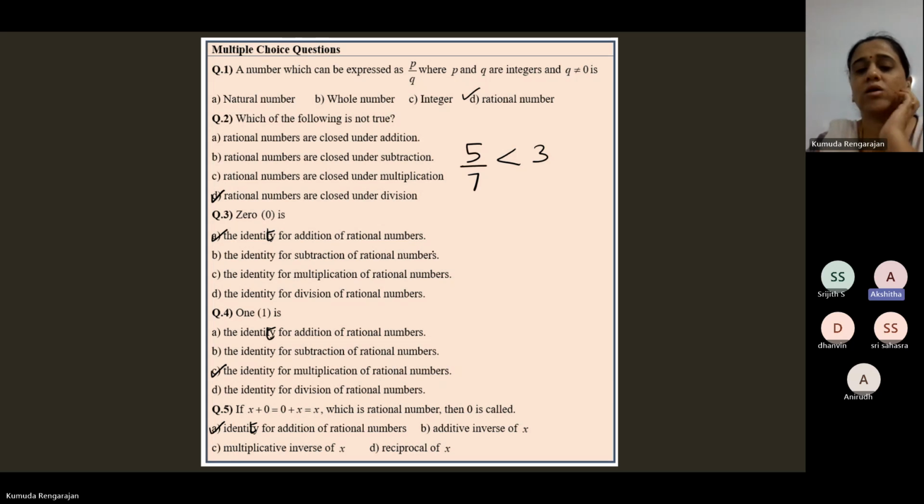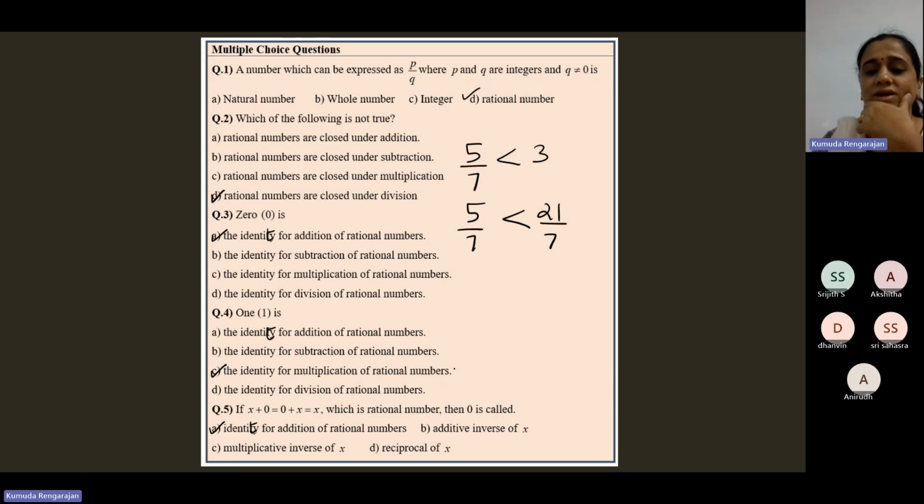Okay, fine. See, 5 by 7. What is 3? 21 by 7, right? Yes, Mom. Now the denominators are the same. Compare the numerators. 5 is less than 21. True or false? True, Mom. 5 is less than 21. So this one is true.